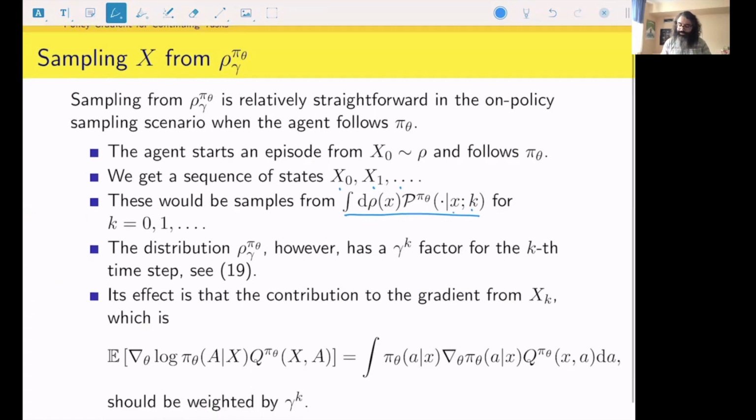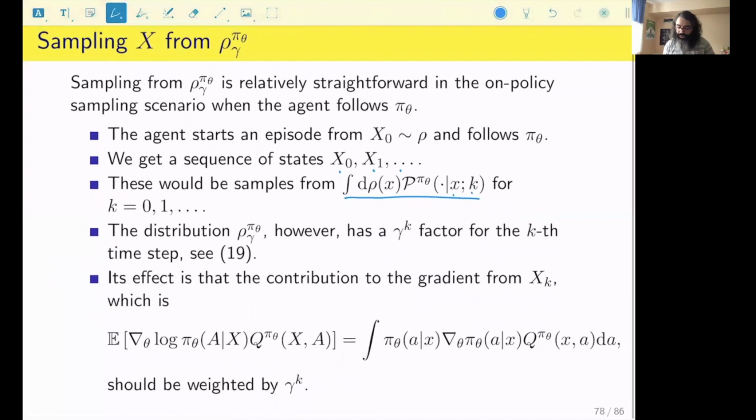But if you compare this formula with the definition of the discounted future state distribution, we had a gamma to the power of k there, which we do not have here. Its effect is that if we are at the state k steps ahead, we need to multiply the weight of the gradient that we compute at that state by gamma to the power of k. So we get this term, like this is the inner integral.